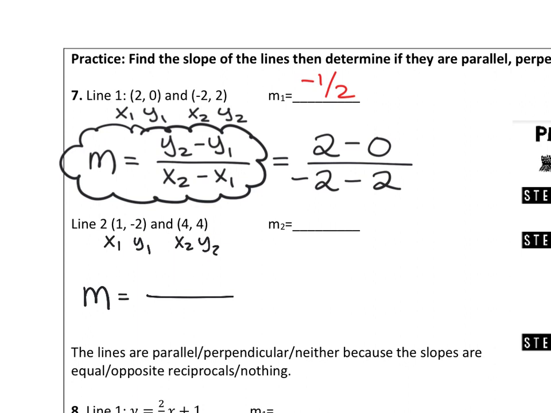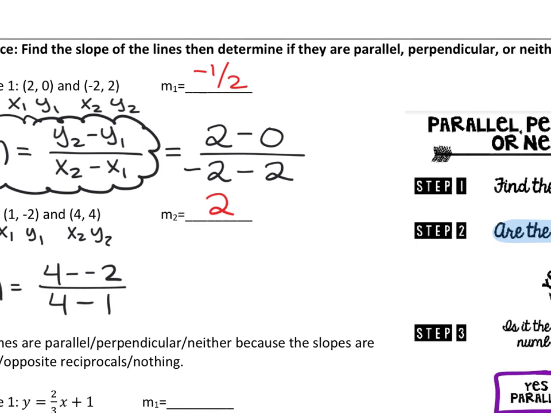So we start off with labeling. Plug the points into the equation: 4 minus -2 over 4 minus 1. We turn to our calculator. What is our slope here? Nobody's ready to answer this? 2. Okay, our job now is to compare these slopes together.